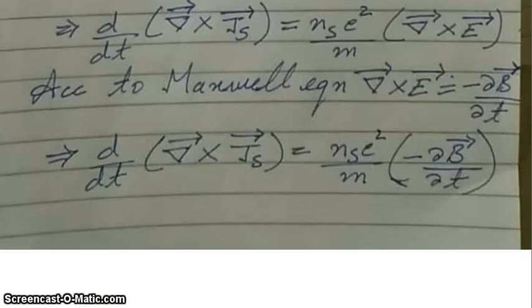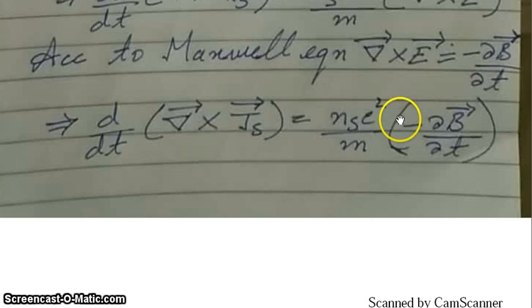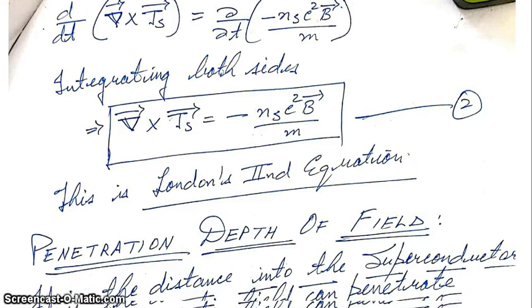After putting the value, this becomes del cross Js, and d/dt of del cross Js is minus ns e²... We just take ∂/∂t outside, the rest of the term is minus ns e² B vector / m. Now integrating both sides, the term becomes del cross Js vector is equal to minus ns e² B vector / m. Take it as the second equation, and this is called London's second equation, right? This is called London's second equation.